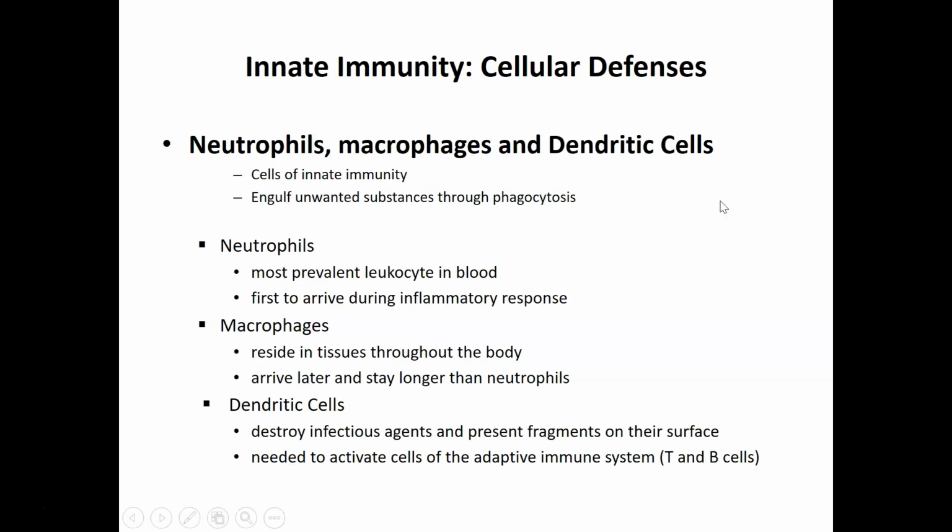The third type of phagocytic cell are the dendritic cells. So the dendritic cells are kind of unique in that when they internalize a pathogen, they take a bit of that internalized pathogen and they put it on their surface. This antigen presentation, it's called, is involved in activating cells of the adaptive immune system, the lymphocytes, T and B cells. So they're kind of bridging between the innate immunity and the adaptive immunity.